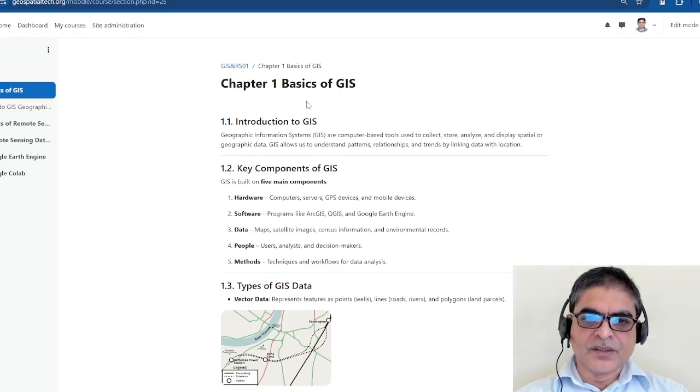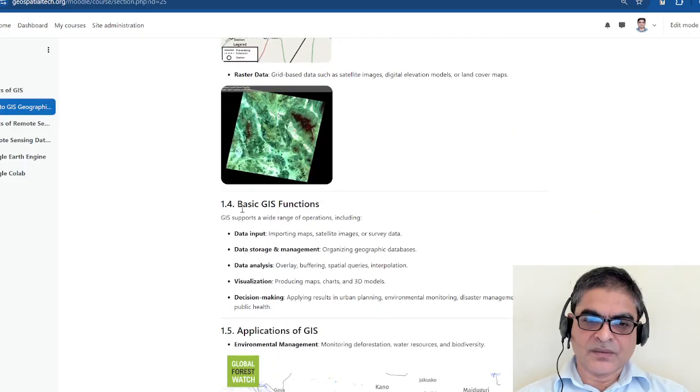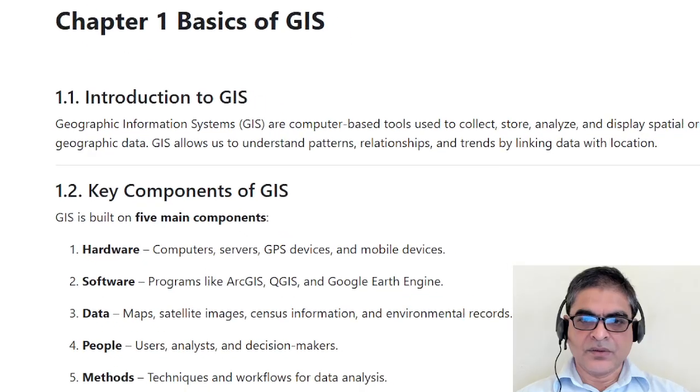So this is chapter 1, Basics of GIS, and in this chapter we are going to discuss the introduction, then key components, then types of GIS data, and then we'll discuss some basic GIS functions, and then what are the applications of GIS.